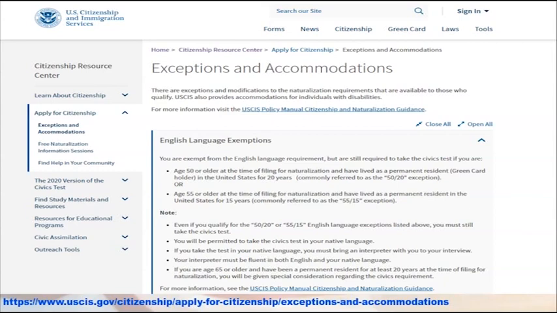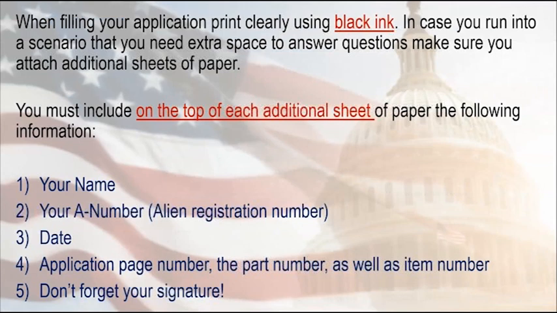Like I have mentioned to you before, when filling out your application, please make sure that you print clearly using black ink. In case you need extra space to answer questions, make sure you attach additional sheets of paper. You must include on the top of each additional sheet the following information. Very important. Please make sure you follow this if you're adding more information to your application.